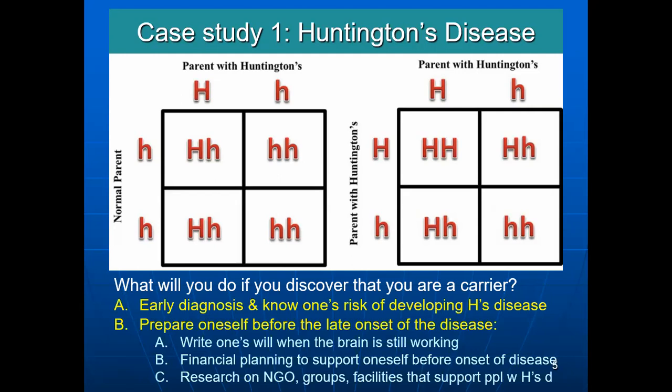For example, it gives you early diagnosis. You know that you have that allele, so you've got a very high risk of developing that disease. So early diagnosis allows you to prepare yourself before the onset of the disease. For example, what do you mean by prepare yourself? You write your will, you write your will when the brain is still working. Then you can decide who to give what to who. Correct? Okay? Financial planning to support oneself before onset of disease.